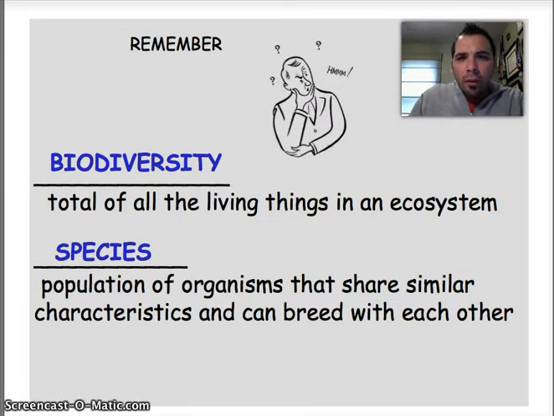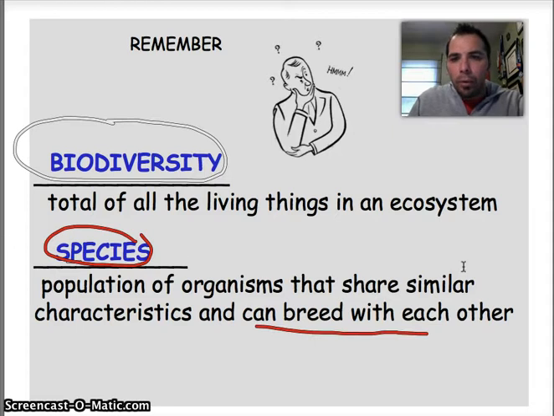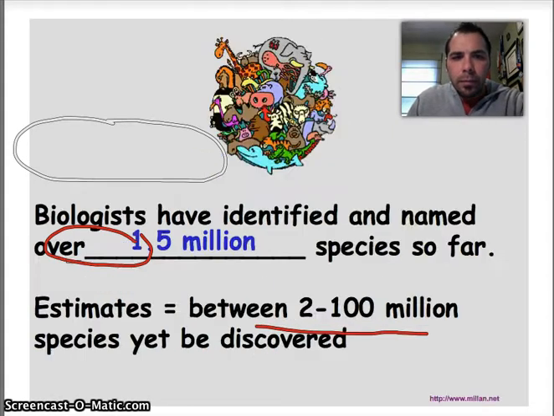When we talk about classification, we need to talk about this term, biodiversity. It's really important that you have an understanding of biodiversity because that's what we're going to be talking about in this whole idea of what a species is. And I'm going to underline this, because a species has to be able to breed with each other, and that's an important part of this concept here.